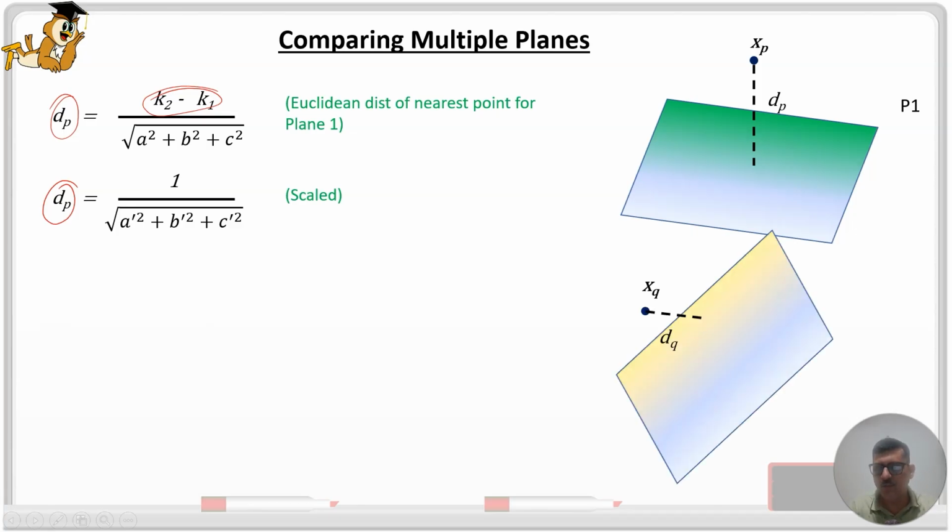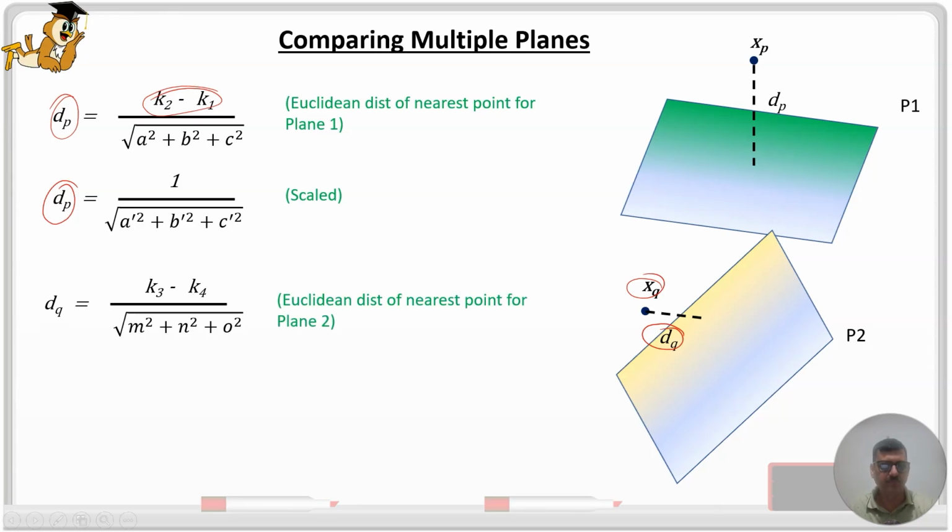Here is another plane which is not in the same orientation, and xq is a point that is nearest to this other plane P2. Okay, and dq is, let us say, the Euclidean distance of xq from P2. Let us say that is k3 minus k4, some other constants, divided by square root of m square plus n square plus o square, right? So the equation of P2 was mx plus ny plus oz equal to k3, for example. I could normalize the equation of plane P2.